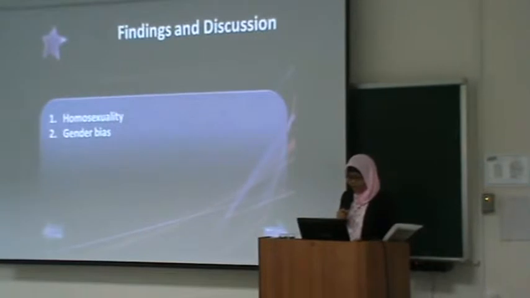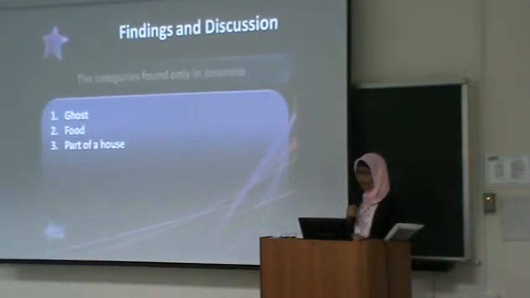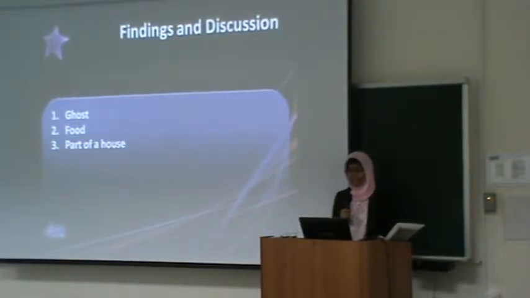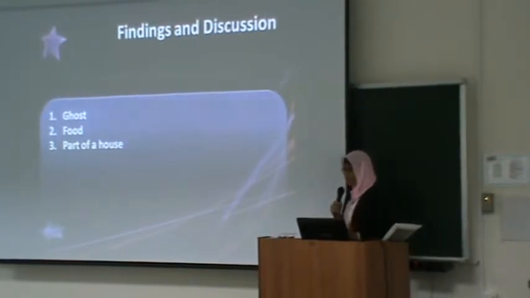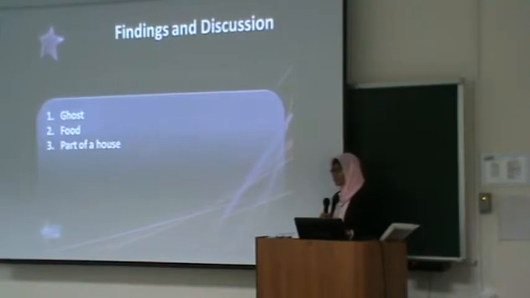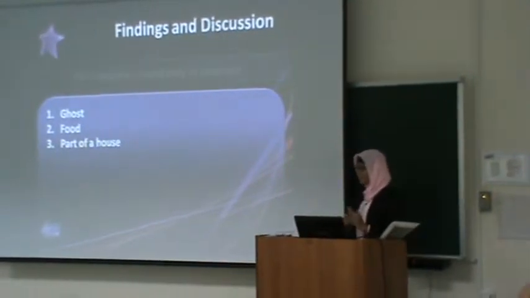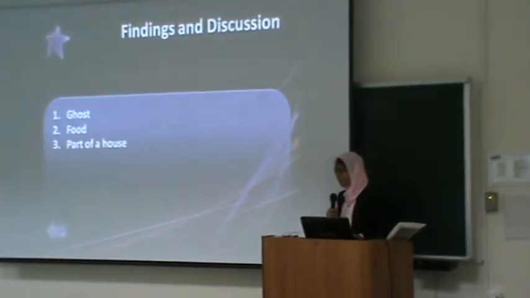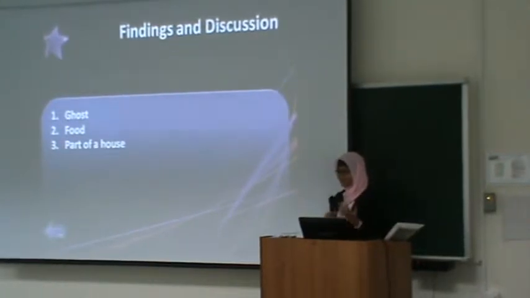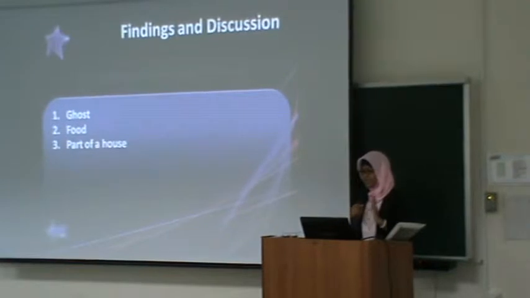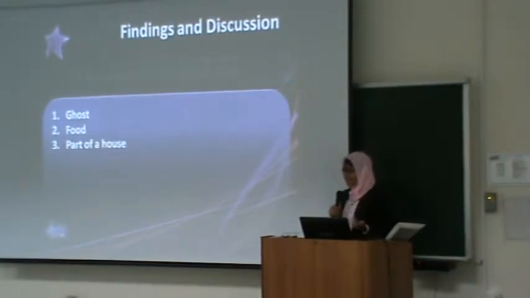And the next is categories that are found only in Japanese and not in English. They're ghost, food, and part of a house. Ghost, it's so interesting, you know. In Japanese, we perceive ghosts as something scary, something we're afraid of when we're meeting them, and something we don't really want to meet because they're so scary. That's why we use it as a source of swearing lexicons.